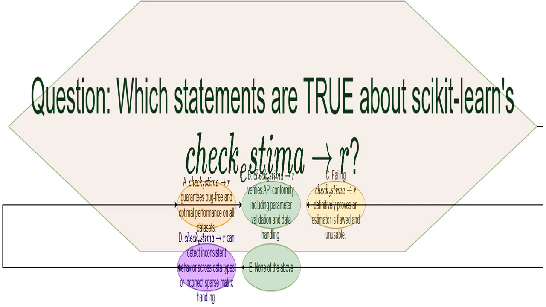This question is the core of our quiz, VOMC. It asks us to identify which statements correctly describe the functionality of scikit-learn's _check_estimator function, a tool used to validate custom machine learning estimators. It's designed to help ensure that these custom estimators adhere to scikit-learn's standards.